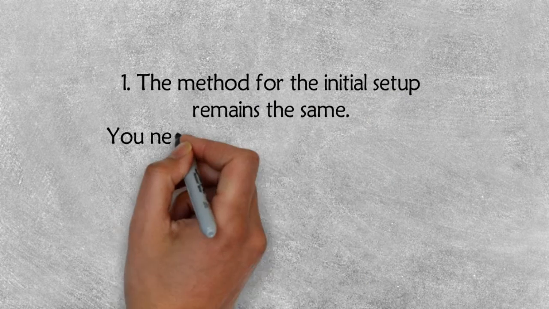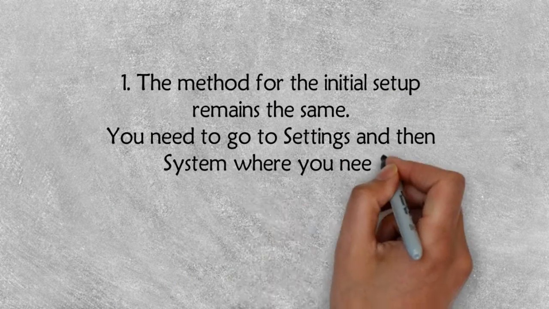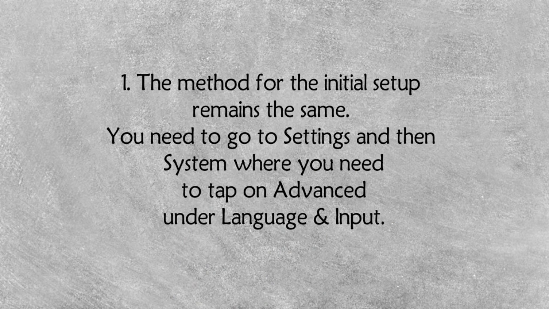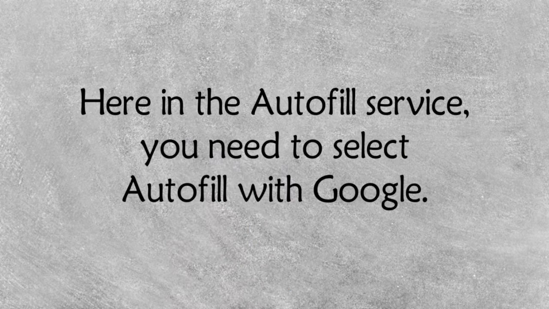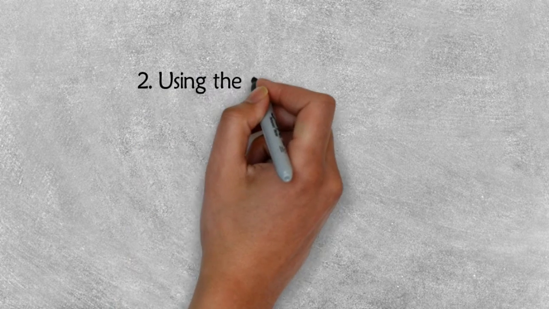1. The method for the initial setup remains the same. You need to go to Settings and then System, where you need to tap on Advanced under Languages & Input. Here in the Autofill service, you need to select Autofill with Google.